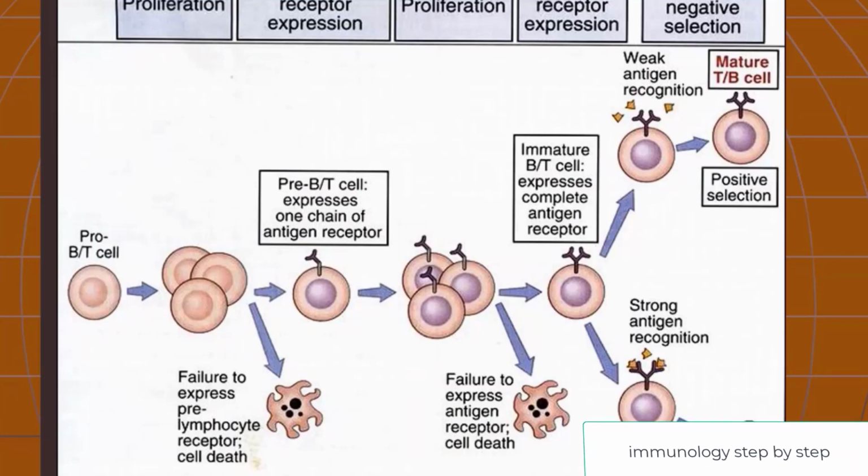The proliferation, here pre-antigen receptor expression, proliferation, antigen receptor expression, positive and negative selection. Here, failure to express the pre-lymphocyte receptor causes cell death. Here the cell expresses one chain of the antigen receptor. Here selection occurs. Proliferation, immature B and T cells express a complete antigen receptor, strong antigen recognition. This is negative selection. Weak antigen recognition, mature T and B cells, positive selection.